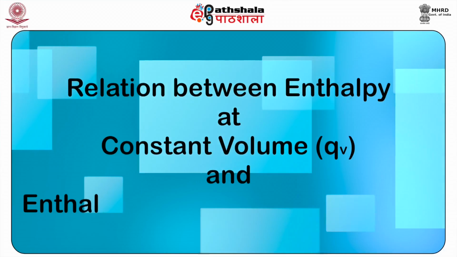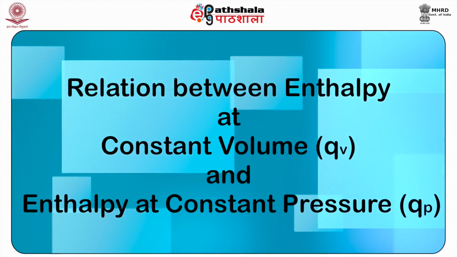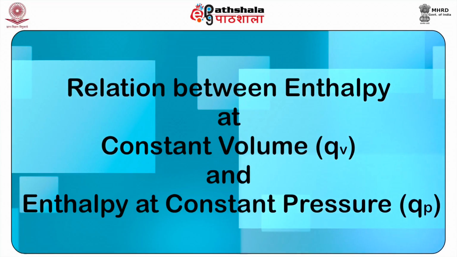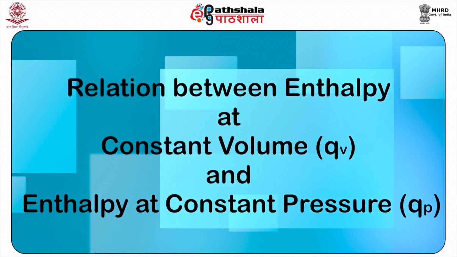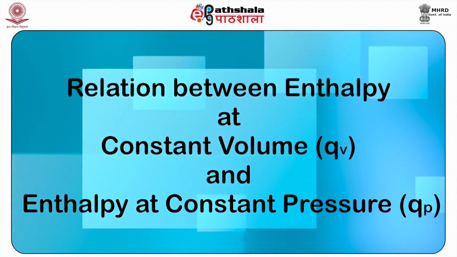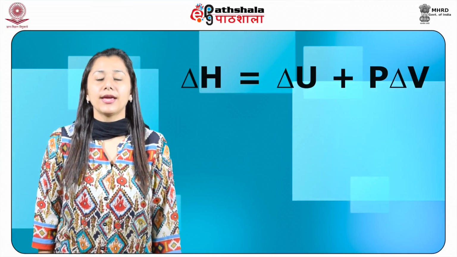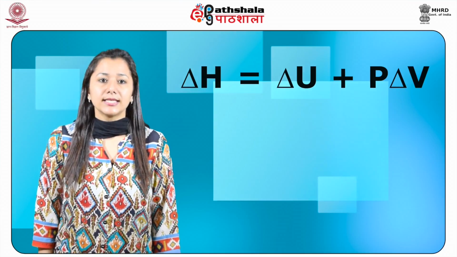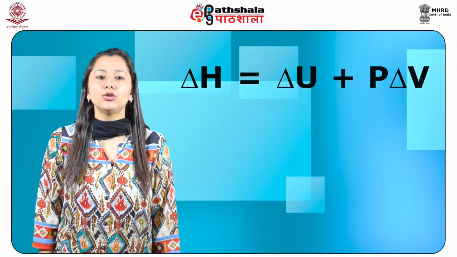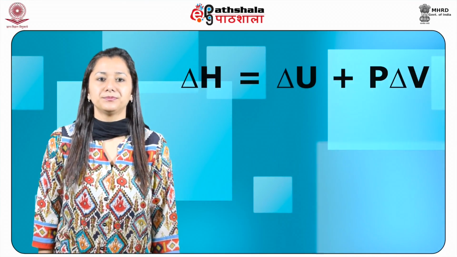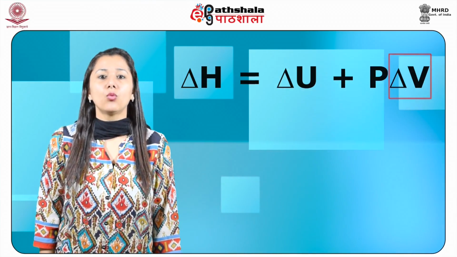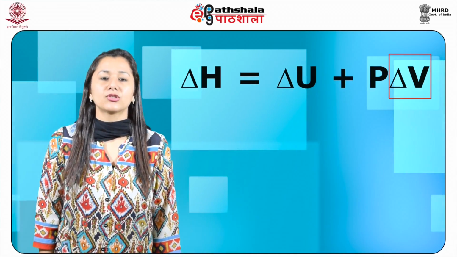Now, we shall see the relation between enthalpy at constant volume, that is QV, and enthalpy at constant pressure, that is QP. The relation between delta H and delta U is given by equation 5 as delta H equals delta U plus P delta V, where delta V is the volume change taking place in the reaction.